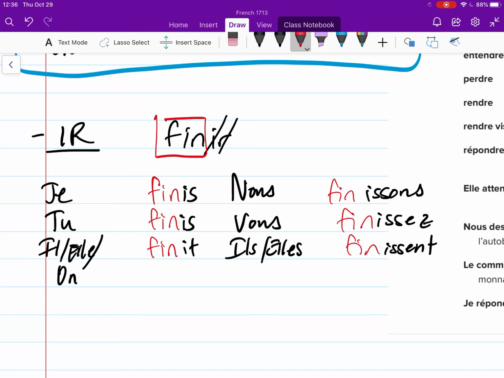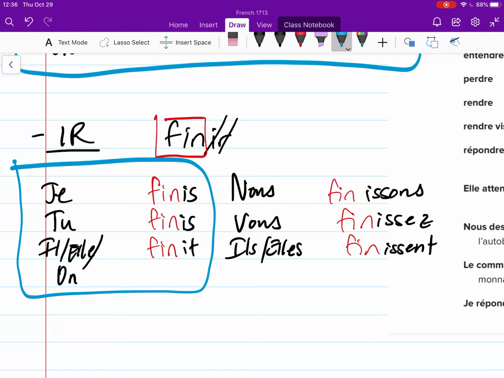So, je finis, tu finis, il finit. Nous finissons, vous finissez, ils finissent. In terms of pronunciation, your first column will sound the same, fini, fini, fini. On the second column, your ISS, you'll actually say those very clearly. And in this case of ending with the ISS, ENT, remember that your ENT is silent, so you will not hear that.